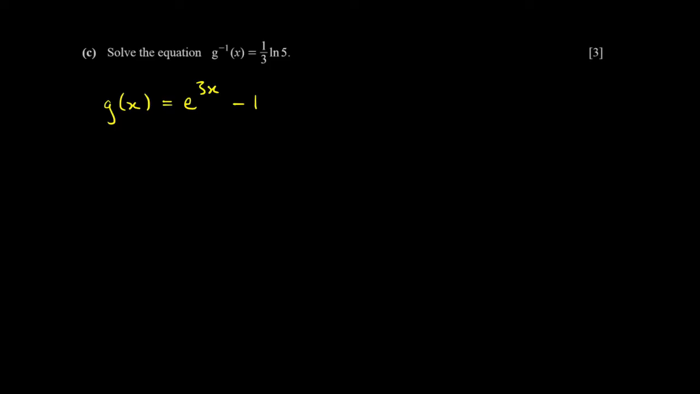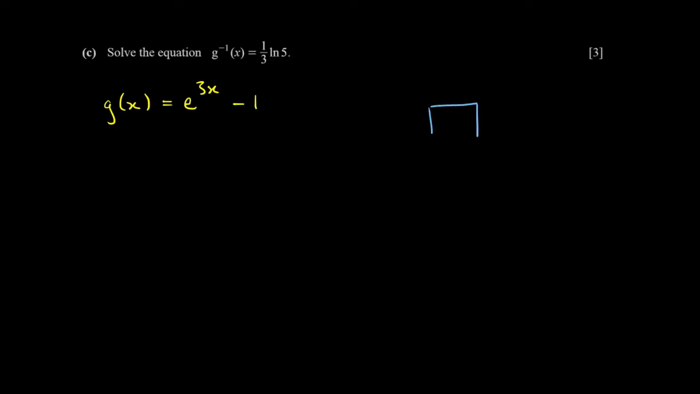Okay, so this is part C. We want to solve the equation g inverse of x is equal to a third ln 5. So I think probably the best thing is just to find the inverse function of this. How do we find an inverse function? Well, what an inverse function does is it finds the inputs in terms of the outputs, right? So let me just quickly try to explain that.